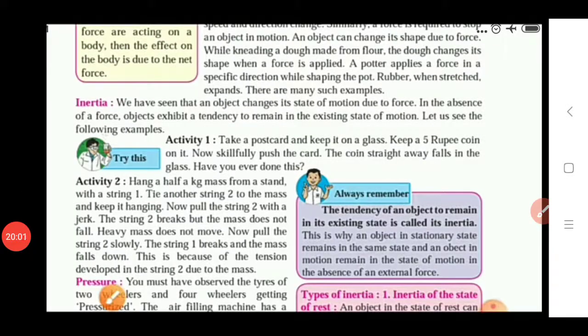In the next lecture we will see the types of inertia. There are three types. We will also see what pressure is.